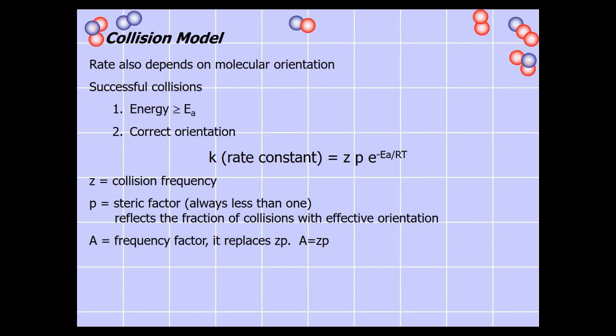And then sometimes in our equation, they'll combine the variables Z and P, and in that case, they refer to it as a frequency factor. And so we could rewrite the equation to look like this.